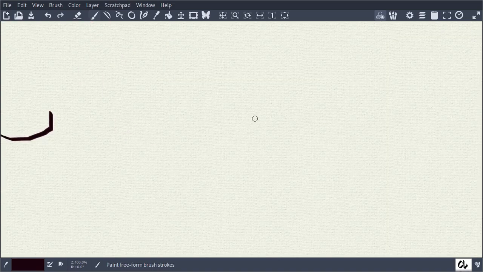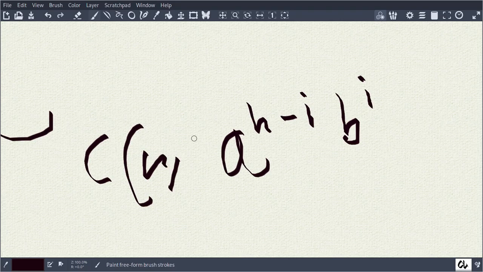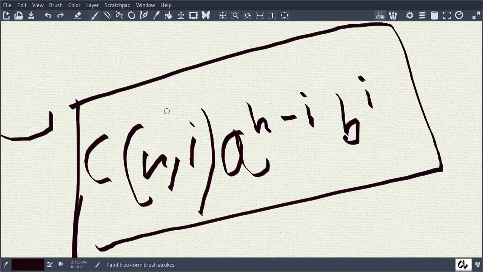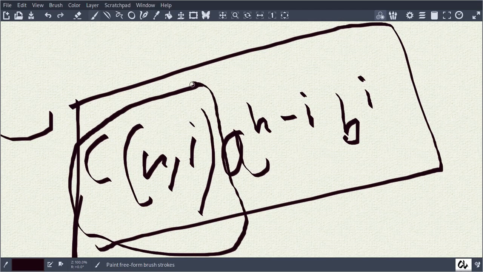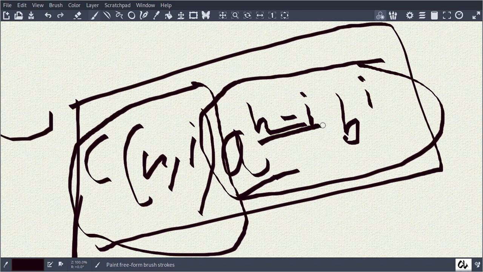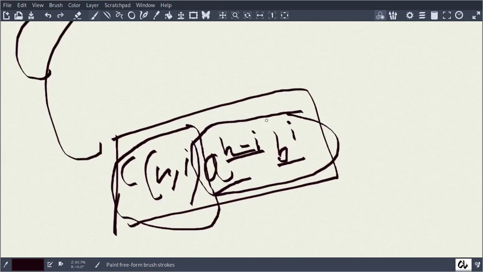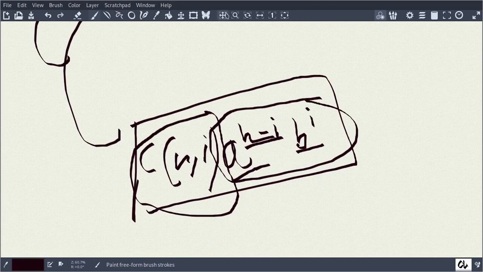the coefficient of a to the power of n minus I, b to the power of I, would be combination of n comma I. This would be the coefficient of every element in the expansion with a to the n minus I and b to the I. You get the point, right?